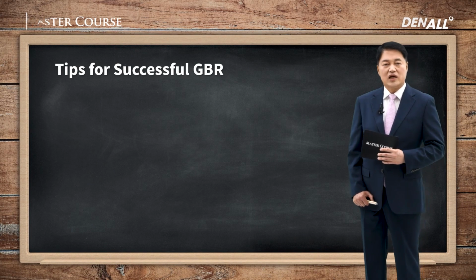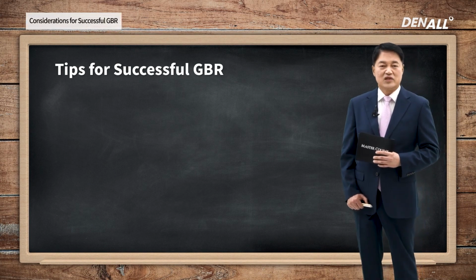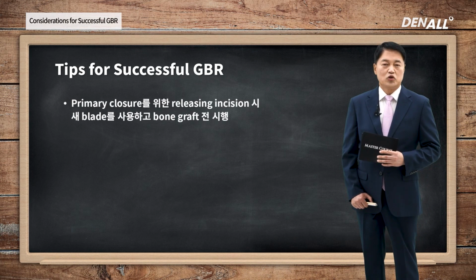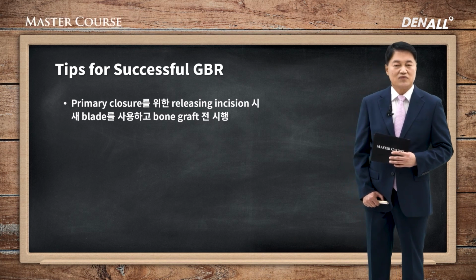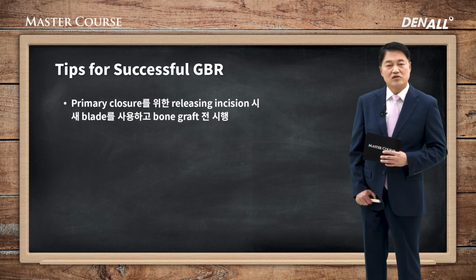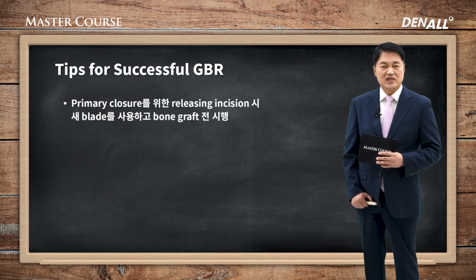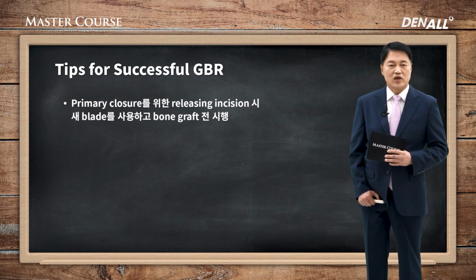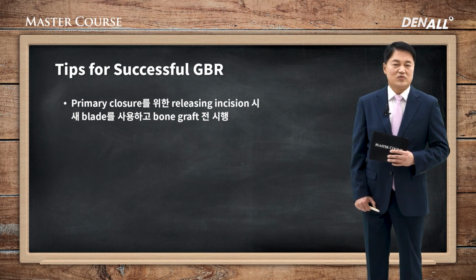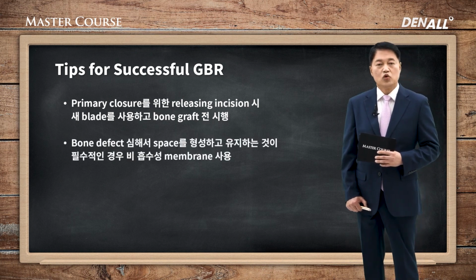Let me tell you a couple of tips for successful GBR. When you do releasing incision for primary closure, you need to use a new blade, and do it before the bone graft. If you do it after, the bleeding can get excessive and the bone graft material can get all over the place. So before that, you need to do the releasing incision for primary closure.